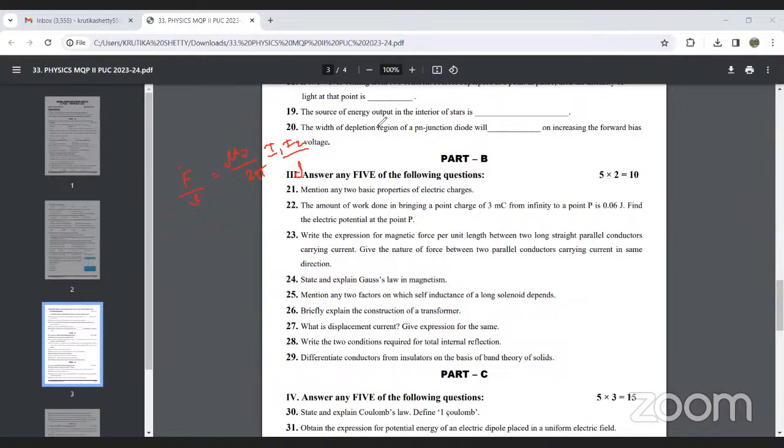Attractive. Yes, very good. It is attractive in nature. So go for the next question. Question number 24. Okay, attractive.